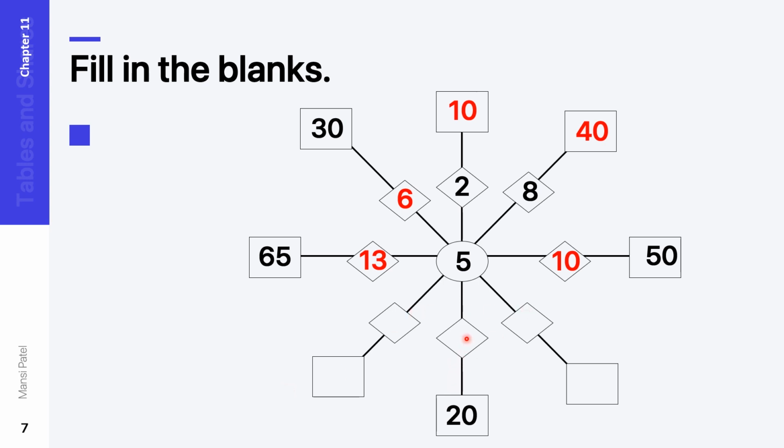Now your next number is 20. So again you have to find out this missing number. How many 5s are 20? We can say that 4 5s are 20. Here another one, that is 60. How many 5s are 60? So we can say that 12 5s are 60.